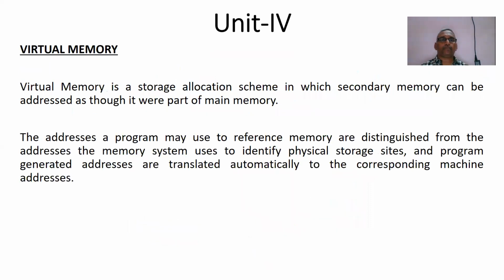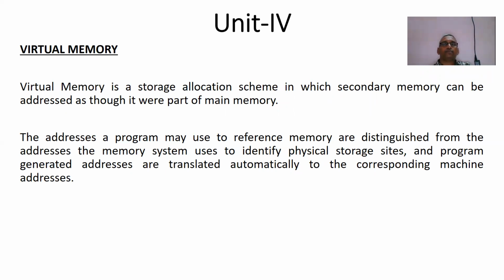Next one, virtual memory. Virtual memory is a storage allocation scheme in which secondary memory can be addressed as though it were part of main memory. The addresses a program may use to reference memory are distinct from the addresses the memory system uses to identify physical storage sites. Program generated addresses are translated automatically to the corresponding machine addresses.